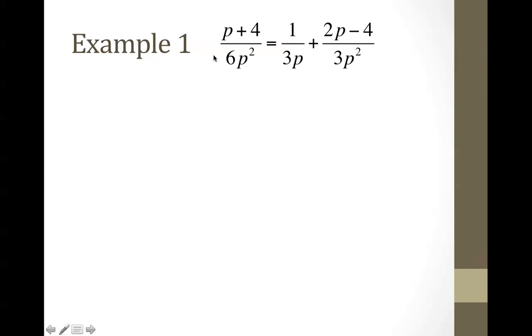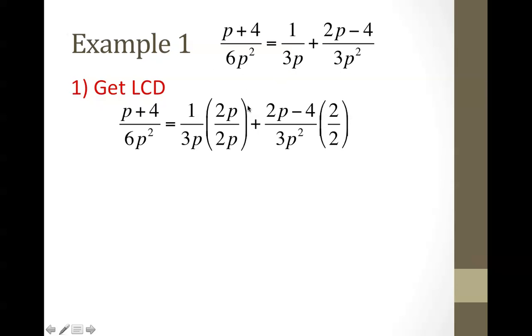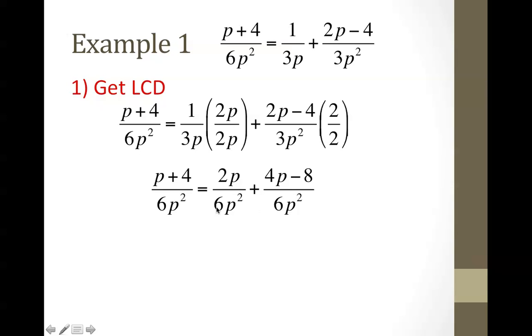So the first example we have is written up here. And what we want to do is get a least common denominator for all three fractions that are involved in this. So you can see that if I multiply the second fraction by 2p over 2p, that would get me a 6p squared like the first one. And I can multiply the last fraction by 2 over 2, which would also get me a 6p squared. And now we have a least common denominator.